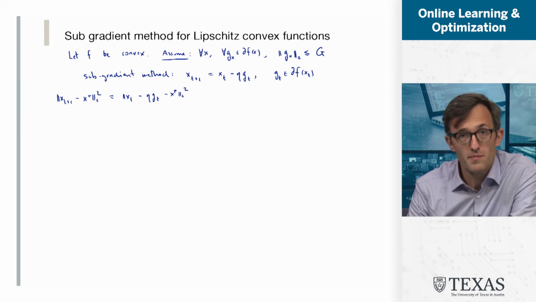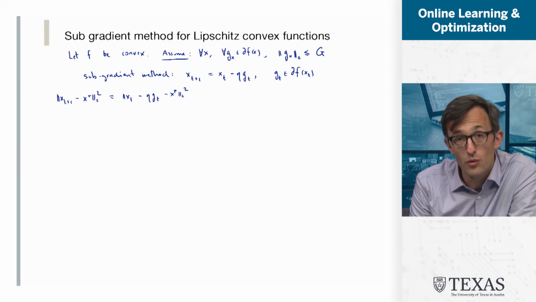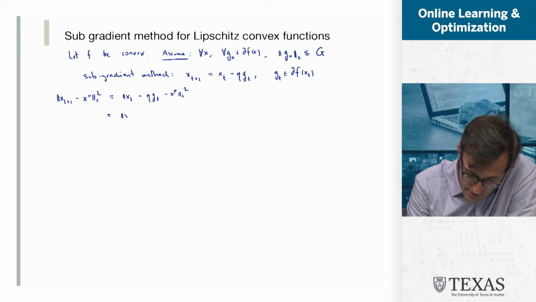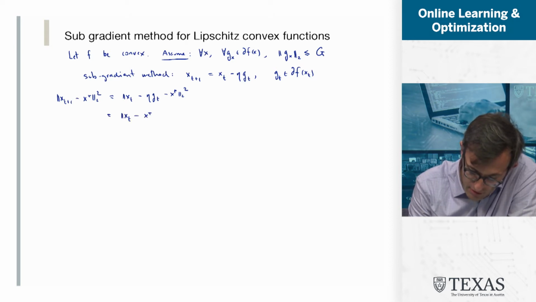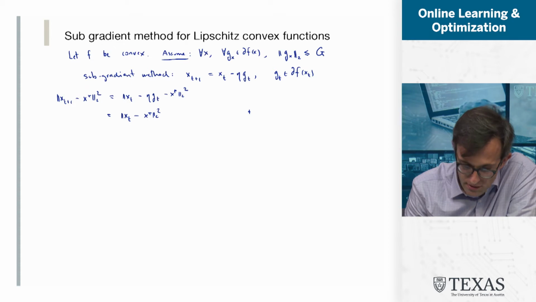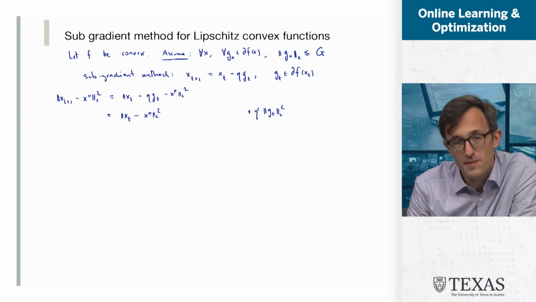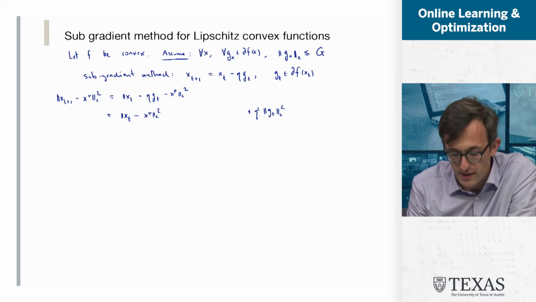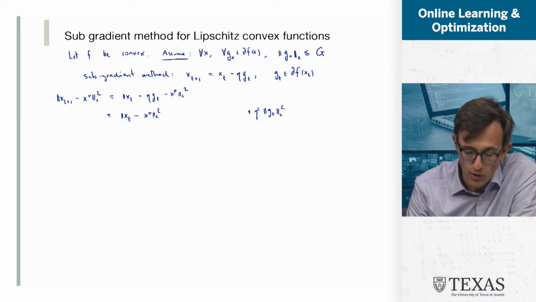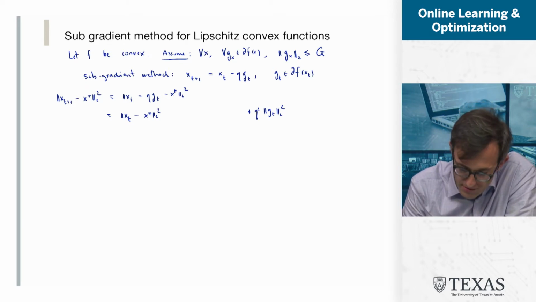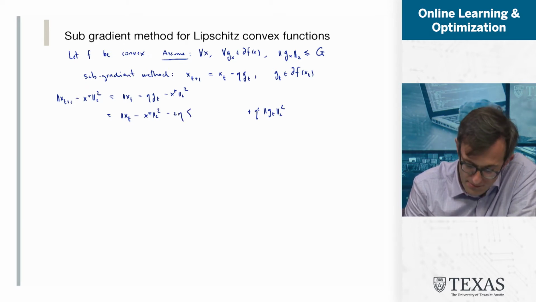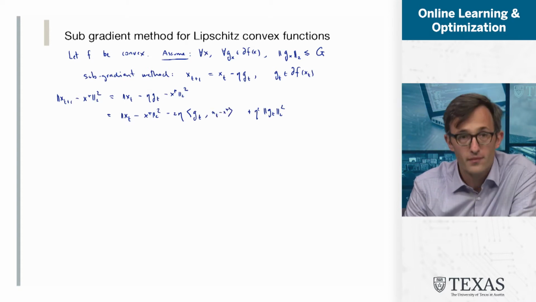Okay, well, now I'm going to expand this quadratic, and I'm going to group x_t with x star. So this is the norm of x_t minus x star, squared. I've also got the square of this middle term here. That's eta squared times g_t squared. And then when I expand a quadratic, I have the first term squared, the second term squared, and then I need to subtract twice the cross term. So the cross term in this case is minus 2 eta times g_t times x_t minus x star. This is what we've got.